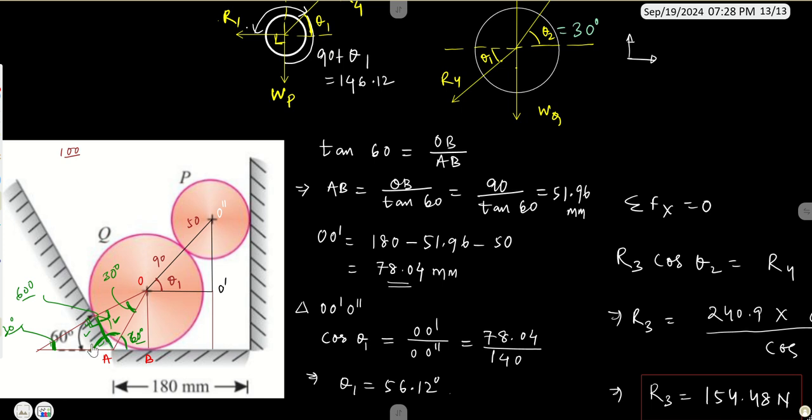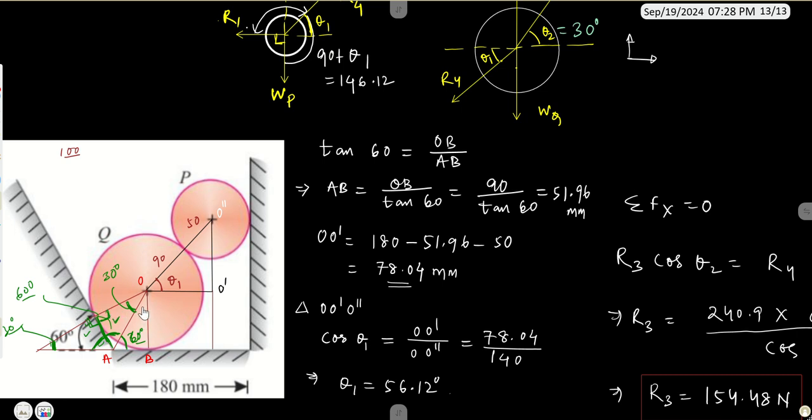And when these two angles, this one is 60 and this is 60, then obviously this angle will be 60. Now if we look into this particular triangle, OAB, right? In this OAB triangle we can see this angle is 60, and here we can see this length OB is nothing but the radius of this particular cylinder, that is Q.